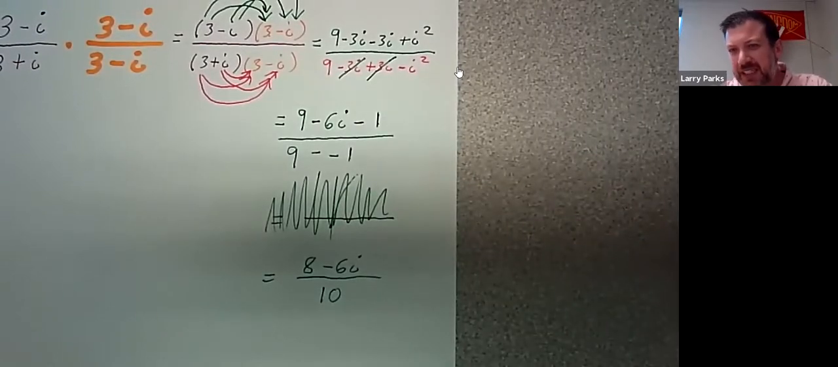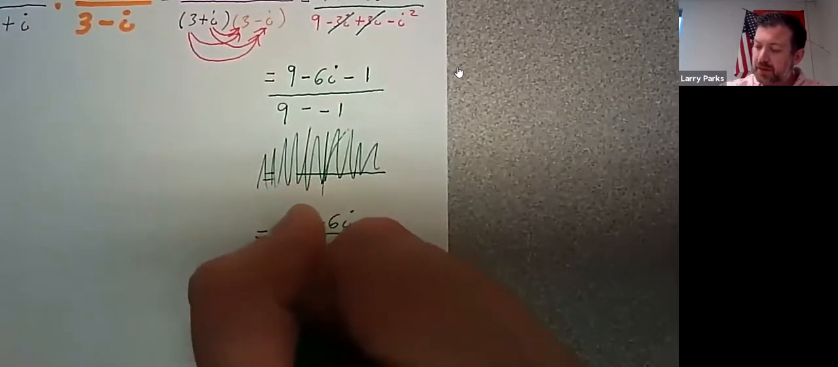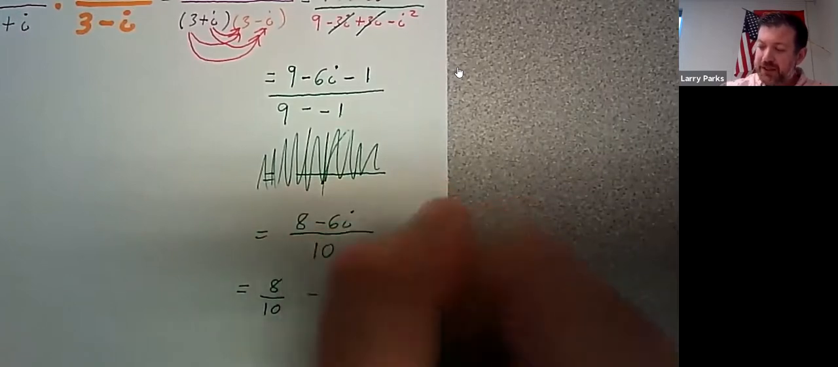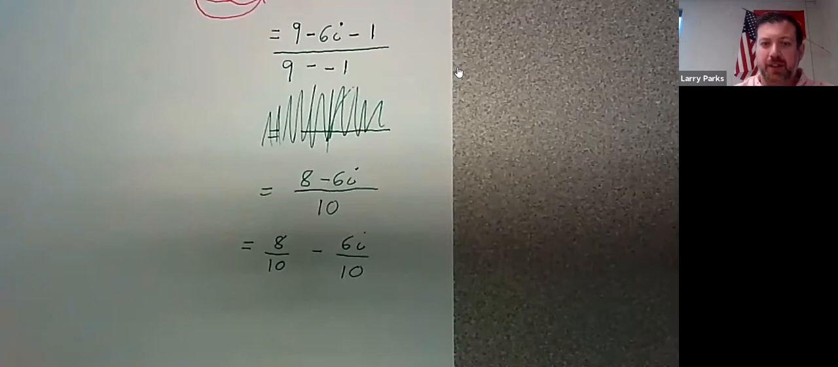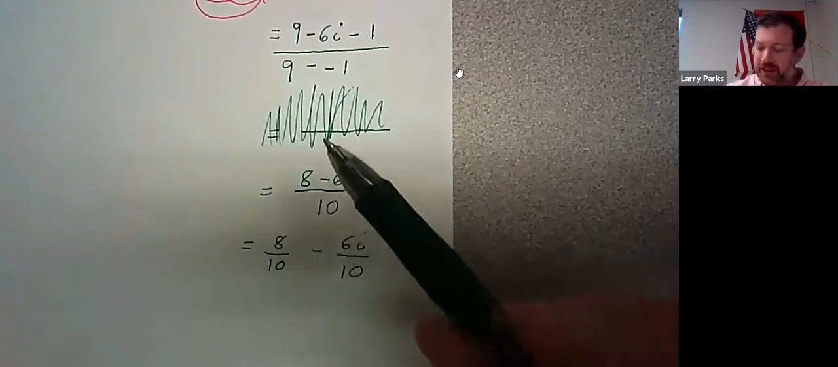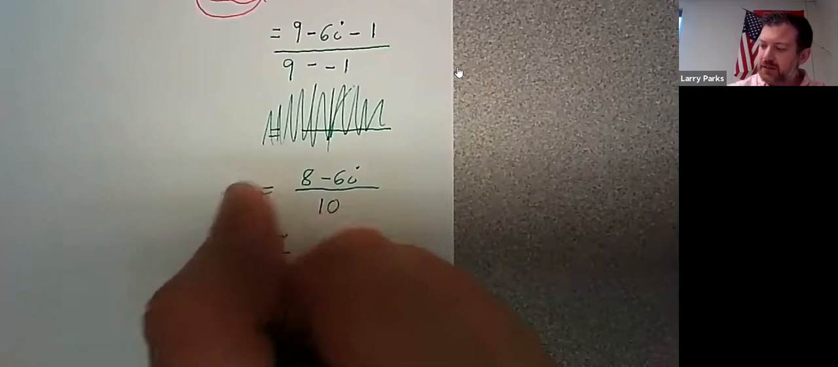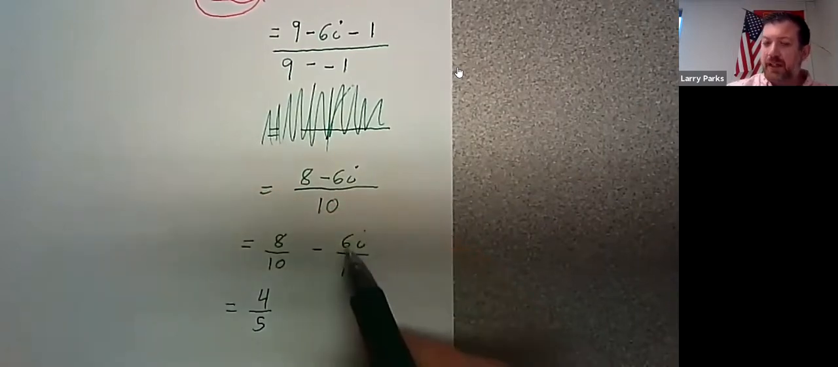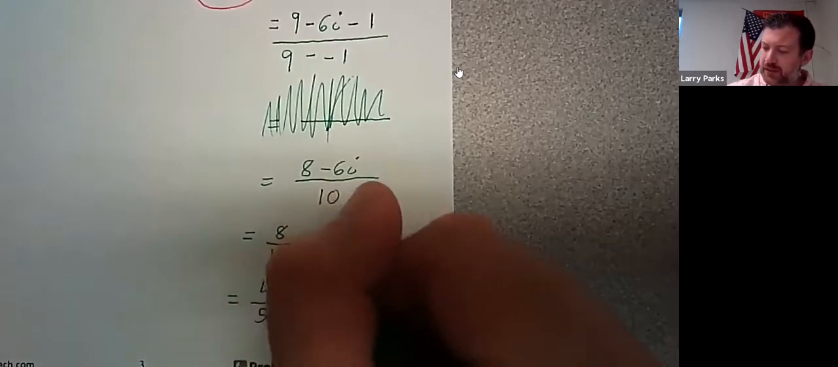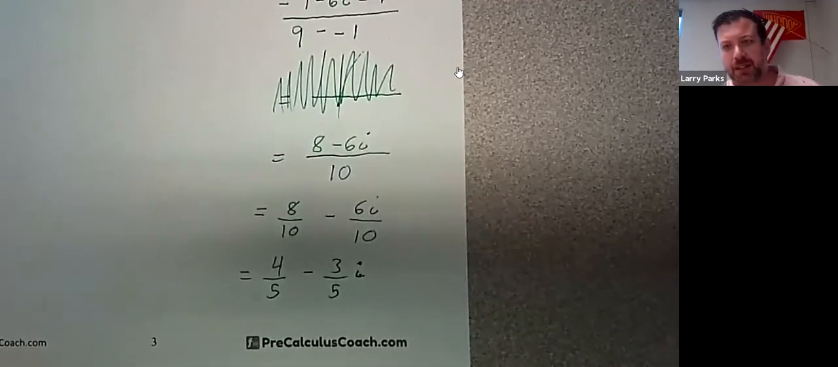Now, some teachers will take this and be happy with it, but technically it's not all the way correct because you're supposed to write this in complex form. What that means is you would need to break this up into the real part plus the imaginary part. I'm saying some teachers are happy here, and probably me too, but technically you need to break this into the real part and the imaginary part. And then 8 over 10 makes 4/5, and 6 over 10 reduces to 3/5. And so I have 4/5 minus 3/5 i.